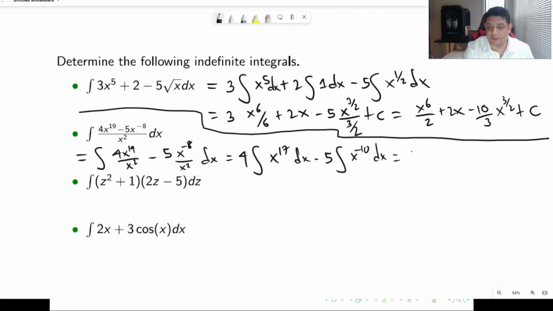And so now we can integrate. This is 4x to the 18 over 18 for my antiderivative, minus 5x to the minus 9 over minus 9 plus c. Remember, this is minus 10 plus 1, so minus 9. And that's the result for this particular example. This will be the antiderivative of this function. Notice the little trick here is splitting the denominator so we can simplify the powers.